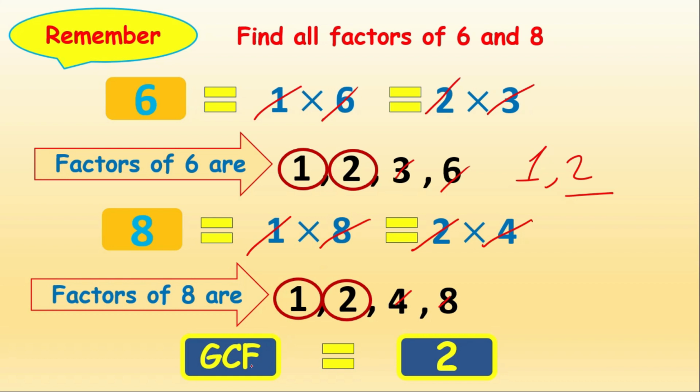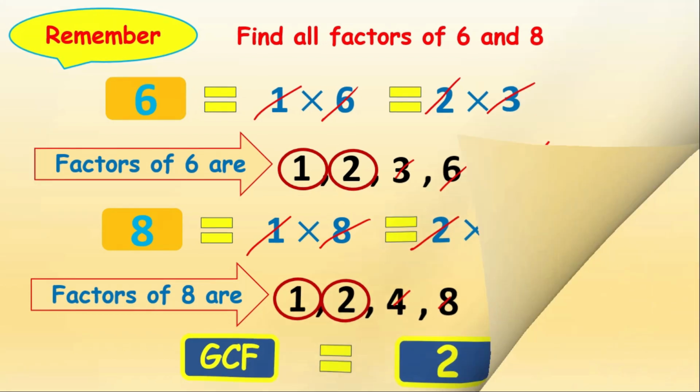So greatest common factor means you search for the common factors between two numbers and choose the greatest one. Got it? It means you look at the factors that are repeated up and down and take the biggest one, the greatest one.